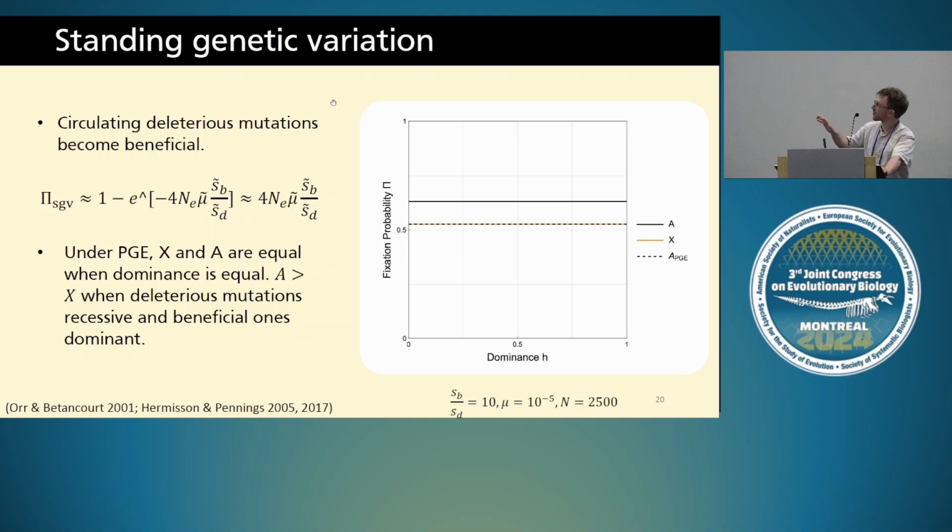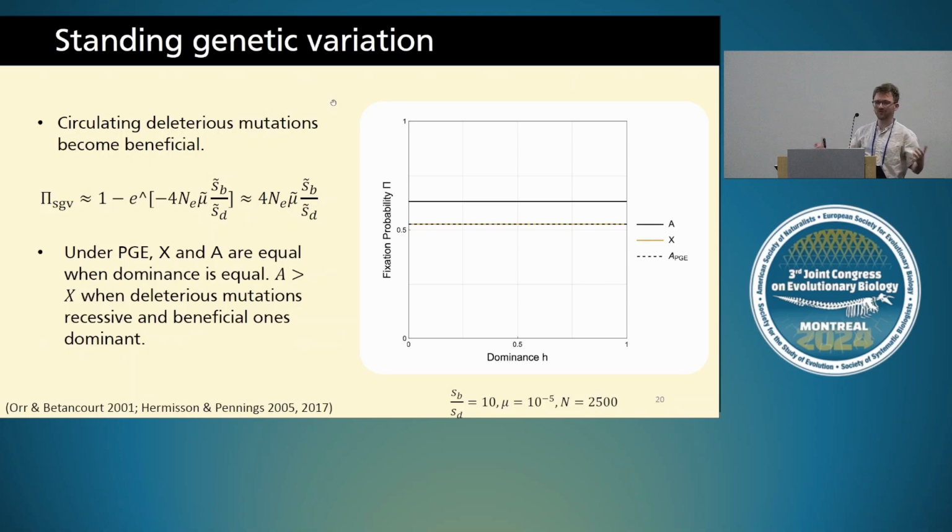And we can roughly approximate this on the right-hand side with 4 times the effective population size and the mutation rate. And then what we have is the relative selection coefficient during the beneficial phase over the selection coefficient in the deleterious phase. So if we run through this, what we're going to see is that the dominance in the 2 phases, if we assume equal dominance, is going to cancel out. And so the only difference we're going to see is going to be driven by this term on the left. And that's going to be identical for our PGE autosomes and X chromosomes.